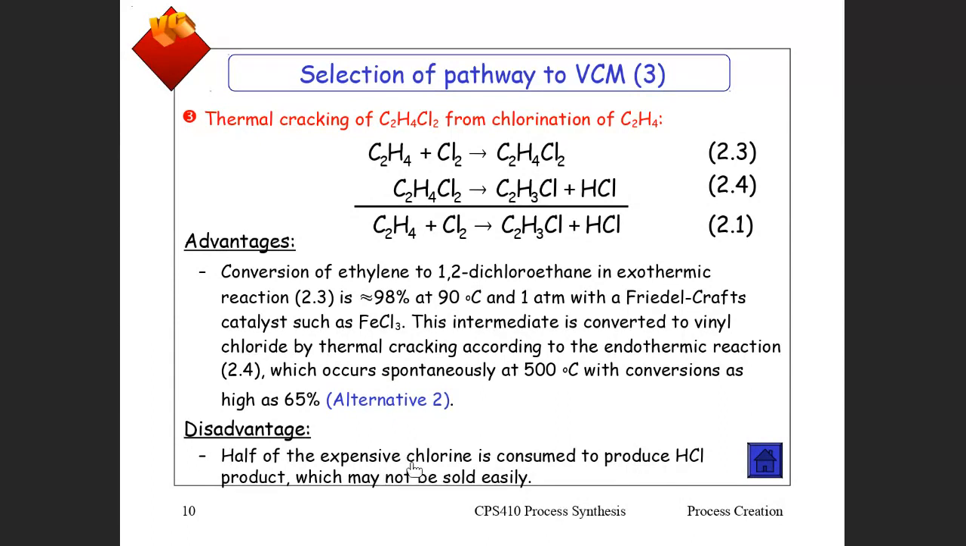The disadvantage: half of the expensive chlorine is consumed. Of the actual chlorine molecule, one atom is going to your product, and one is going to HCl, which is not a particularly valuable product. Right, so that was number 3. Overall, it is essentially the same as the first option we looked at, which is this reaction over there. The second option we looked at was acetylene. This is the third one. And now we'll go on to the fourth.